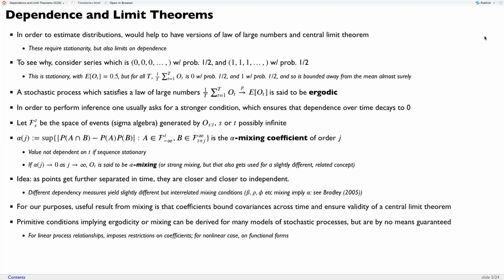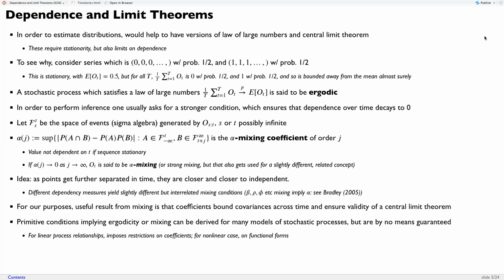And so formally, what we would like to say, that as we get more data the observations become approximately independent, is that these mixing coefficients go to 0 as time increases. So we call a series with this property alpha mixing or strong mixing, though the word strong mixing has several mathematically non-equivalent definitions that are ambiguous. So this particular dependence measure is not that important, but the idea that we're going to want is that as points get further separated in time, they are closer and closer to independent.